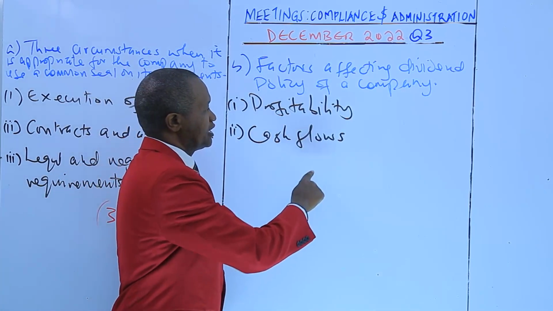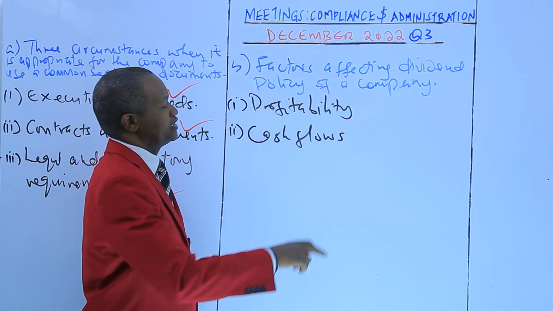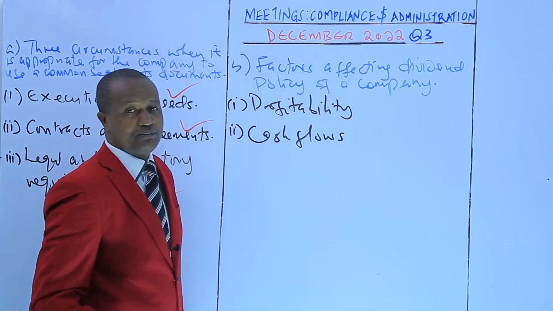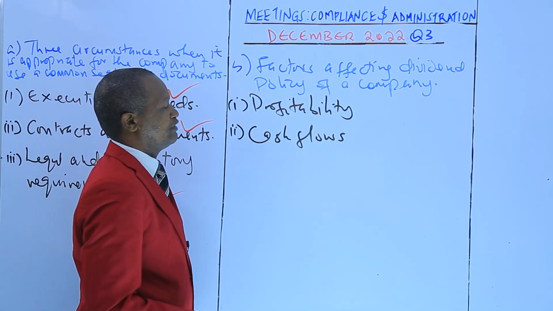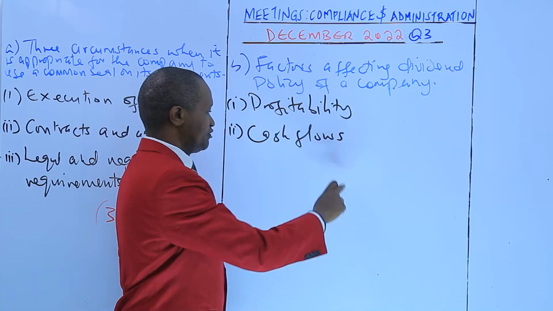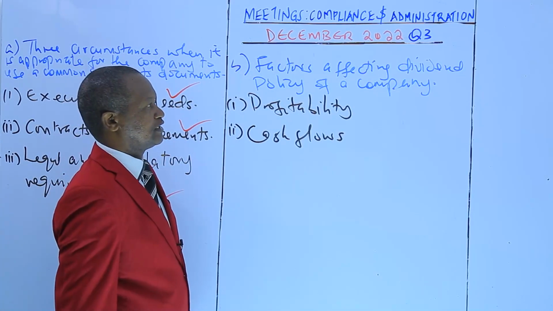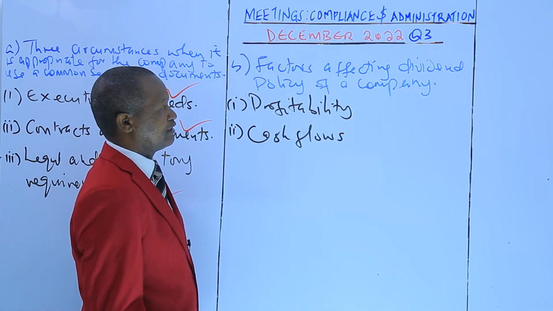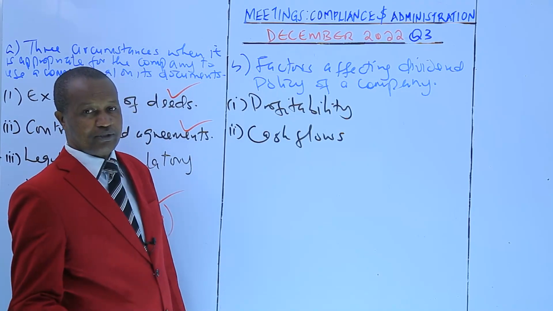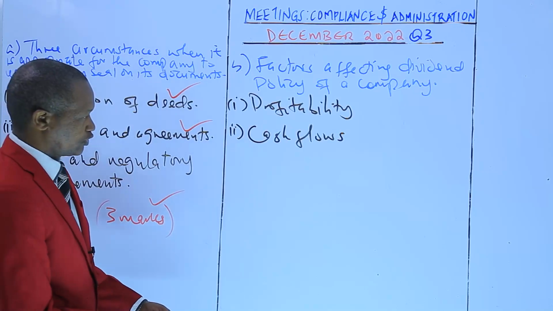So cash flows, and the company may have generated high profits, but the company may not have the cash flows. So the availability of cash flow is a factor that affects dividend policy of a company.